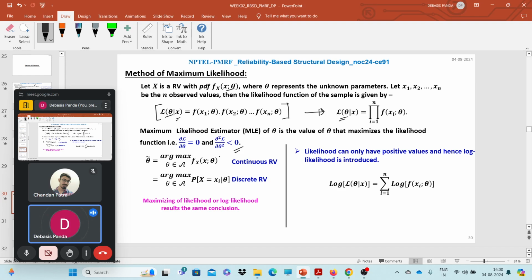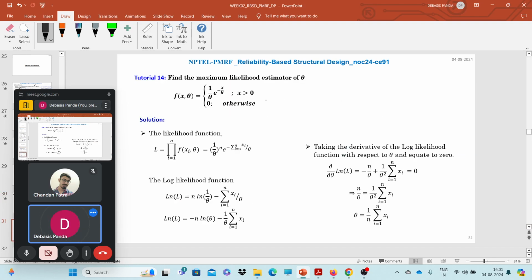Now this is the likelihood function. We can take log on both sides, since likelihood can only have positive values. What will happen? The pi operator will become the summation operator, and we can again maximize, differentiating with respect to the parameter and equating to zero. That will give us the estimate of that parameter. Let's quickly solve some problems so that these things get clearer.